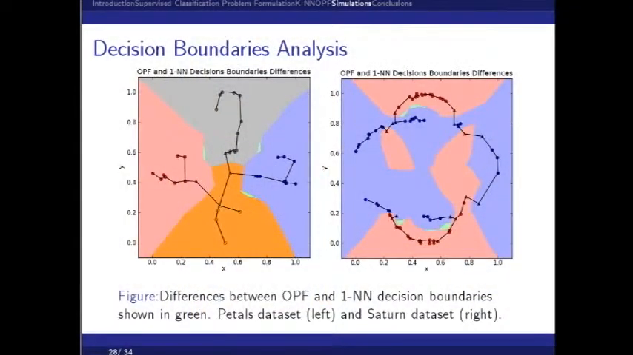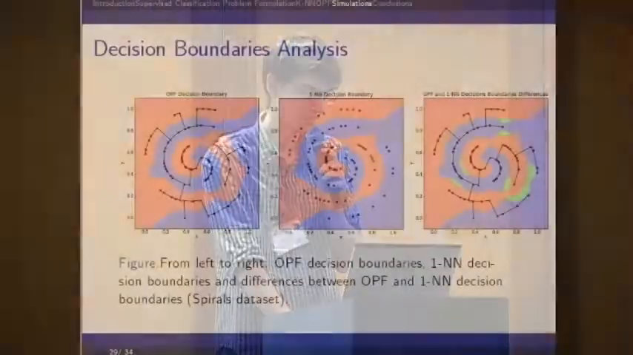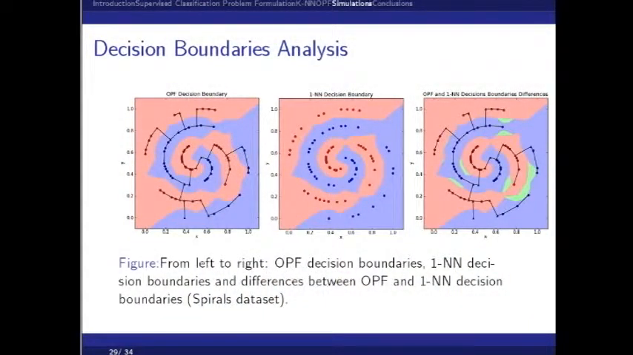So here for the other datasets, the difference is not very high between OPF and 1 nearest neighbor. Usually the difference is negligible, again for the Petals dataset and the Saturn dataset. And here for the Spirals case, which was a little bit different, the decision boundary differs, probably because of the prototypes chosen in the process. And here we have the real dataset results.